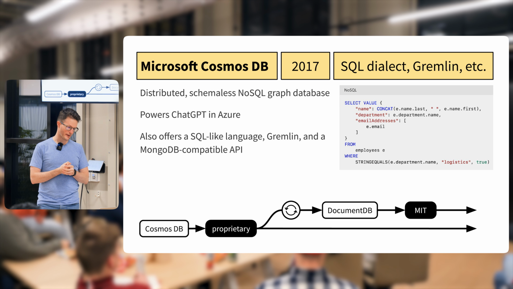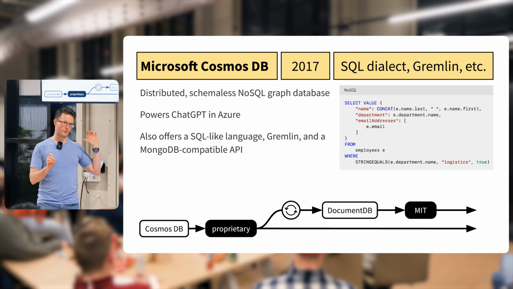Cosmos DB is a Microsoft solution. This was not a really well-known system, but they have this really famous use case now that they power ChatGPT. So the conversations that you do with ChatGPT, OpenAI puts them into a Cosmos DB instance.